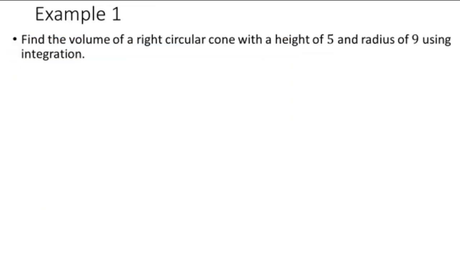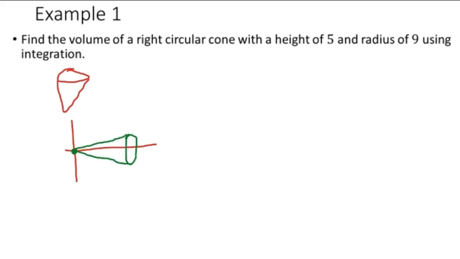In this example, we're going to use the slicing method we discussed on the previous slide to find the volume of a right circular cone with a height of 5 and a radius of 9 using integration. Now, typically when we draw cones, we tend to orient them vertically. However, since we're trying to use the slicing method, we're going to orient our cone so that the point is located at the origin and the x-axis runs through the center of our cone, like so.